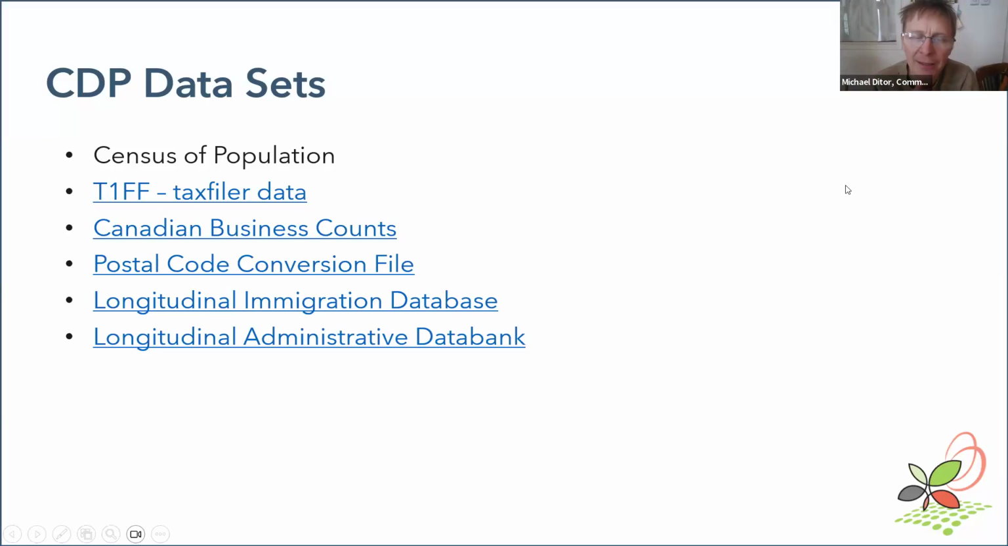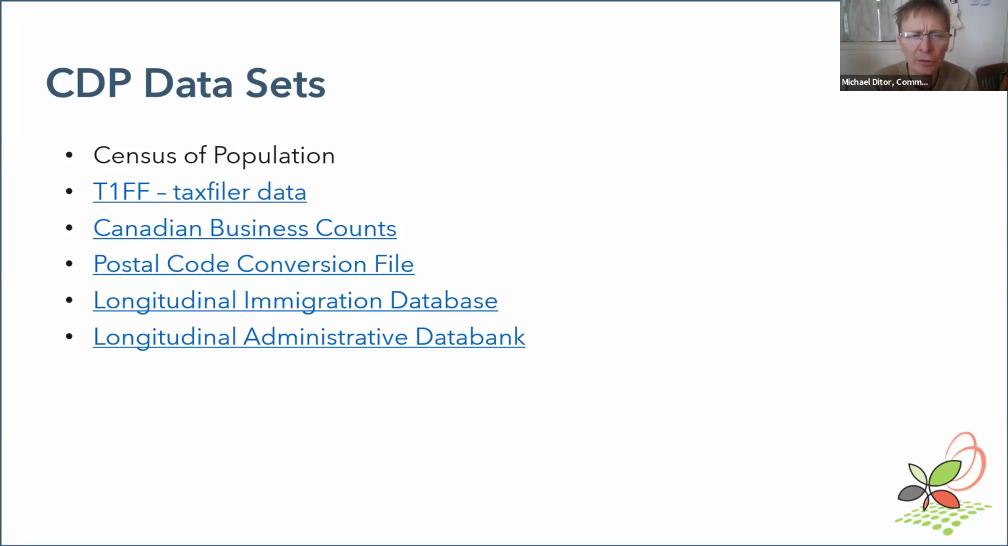Postal code conversion file is another very popular file. It allows taking postal codes and mapping them to census geographies. So if your data in your organization are mapped to addresses and postal codes, then this lets you take those data and organize them into census geographies, and you can then compare your data to the census data.